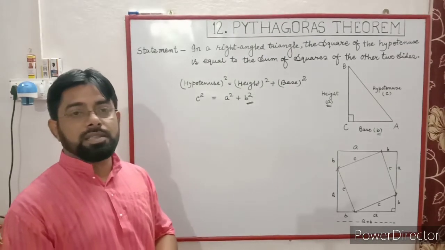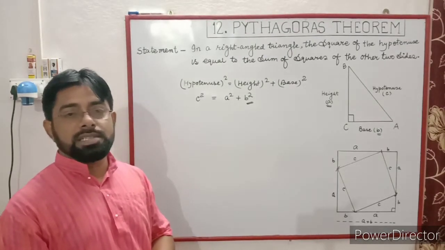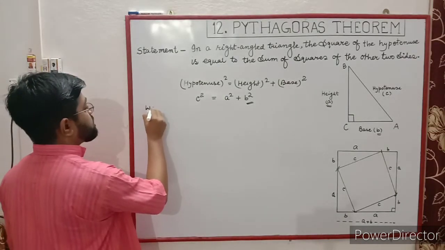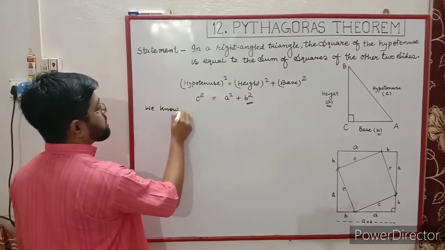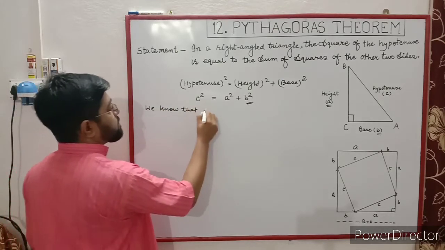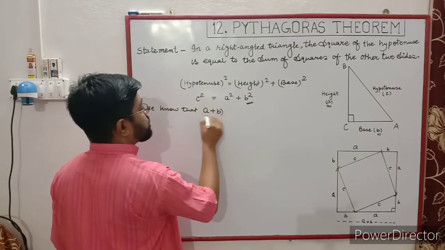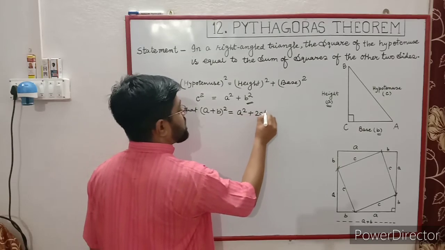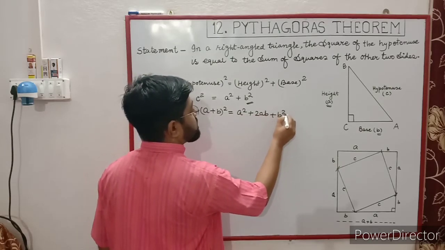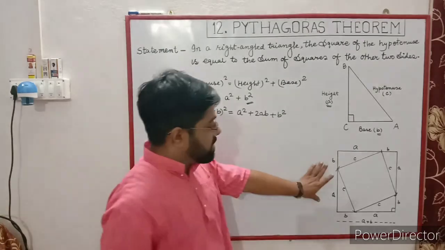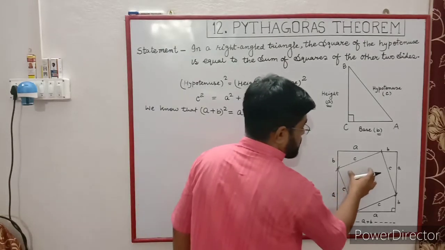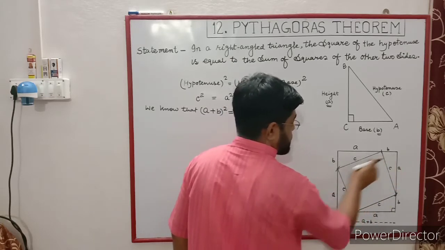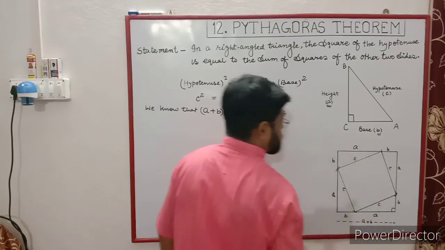Now I'll explain Pythagoras theorem from the algebraic identity (A plus B) whole square. So we know that (A plus B) whole square is equal to A square plus twice of AB plus B square. Now look at the figure. Area of a small square plus area of these triangles is equal to area of a big square.